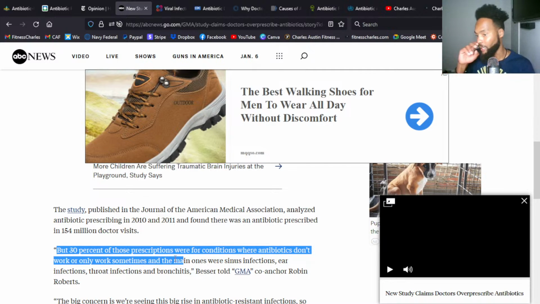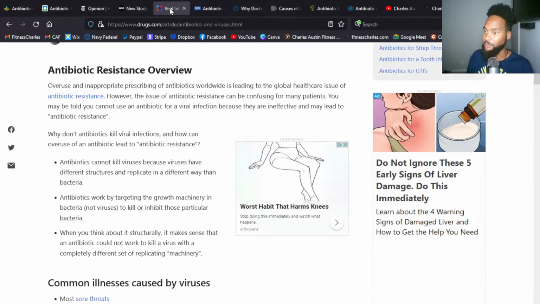So again, this is just shedding a little light on the fact that we have a situation with antibiotic resistance. The doctor is supposed to be a place for you to get help and treatment, but in many instances, based on the data we've just gone over, you may be being harmed. It may be making things worse with overprescription of antibiotics.